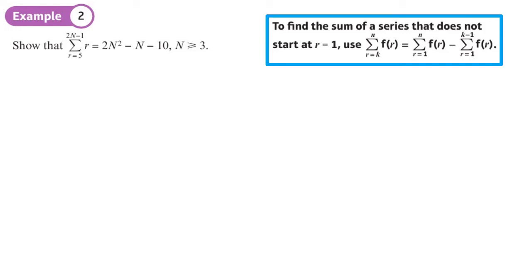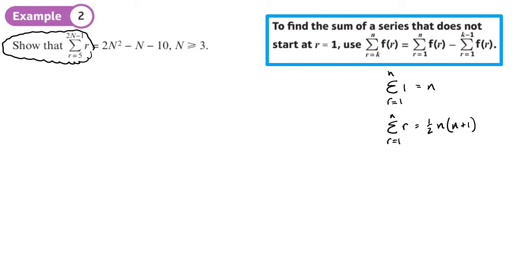Okay, up in the corner in a blue box, that's basically what we talked about in the previous example 1C. So show that, we need to start with this side and use our rules to get us to the other side. So our rules are that the sum of 1 to n is n, of all the ones, and the sum of 1 to n of r is half n times n plus 1.